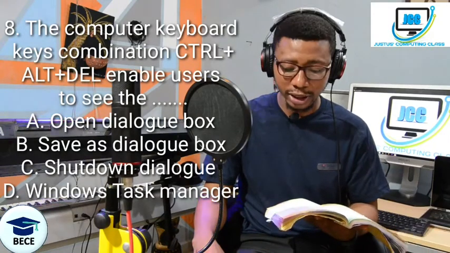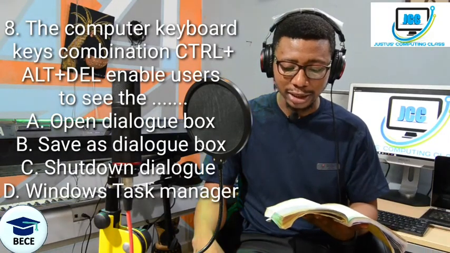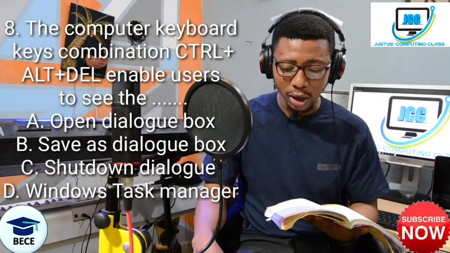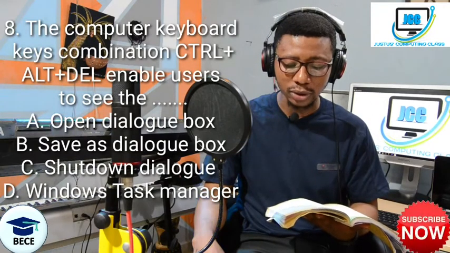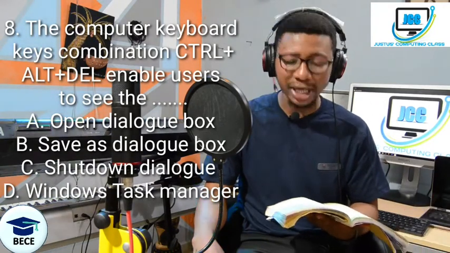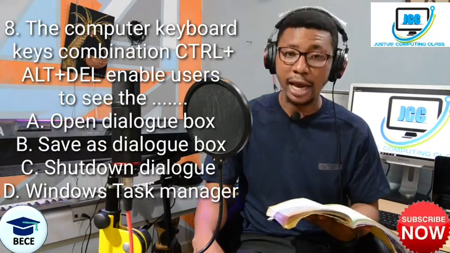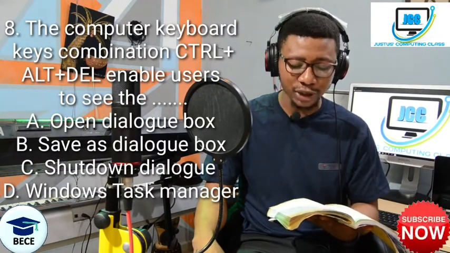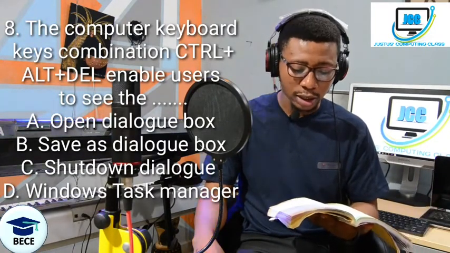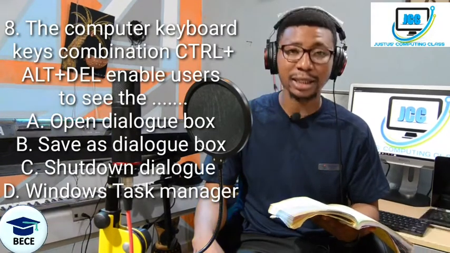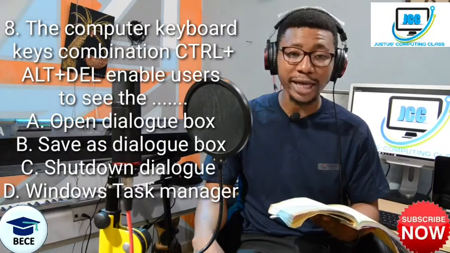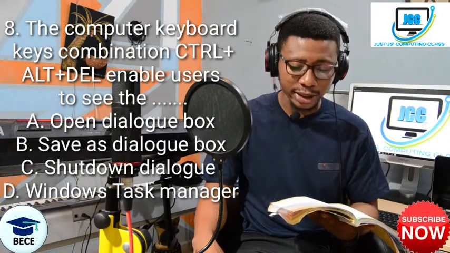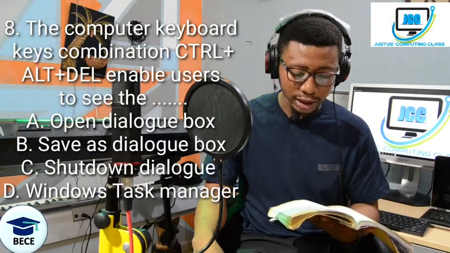Question 8. The computer keyboard key combination Ctrl plus Alt plus Delete enables the user to see the A. open dialog box, B. save as dialog box, C. shut down dialog, then D. Windows Task Manager.